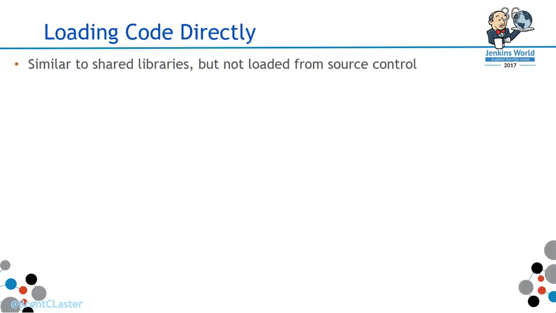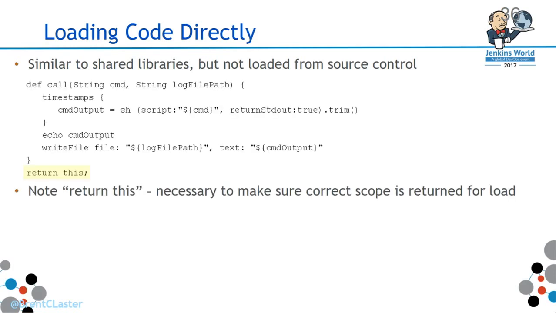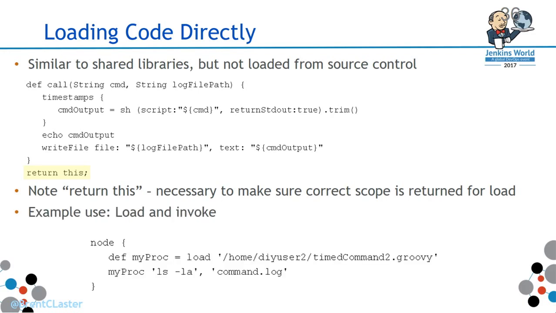Similar to shared libraries, but not loaded from source control, you can have a function out there with the call syntax, for example. The main thing, if you're doing this, is you're going to have to do a return this function or return this command. This is necessary to make sure it has the correct scope. So if you were using this in a pipeline, there's a load command you can actually use to load your file in. And in this case, I'm defining it as myproc, loading it in, and then just calling myproc out there. But if you do this, again, you need to return this so it gives the correct scope when it returns.